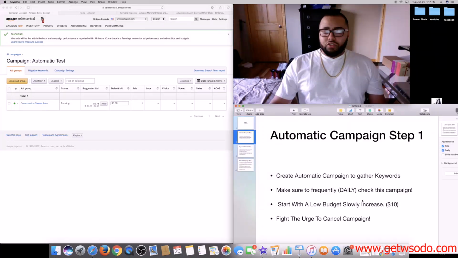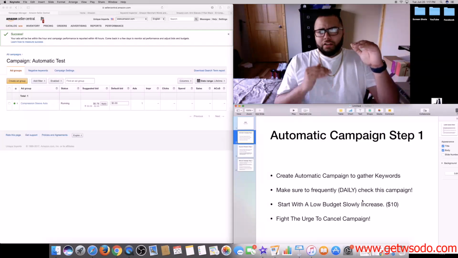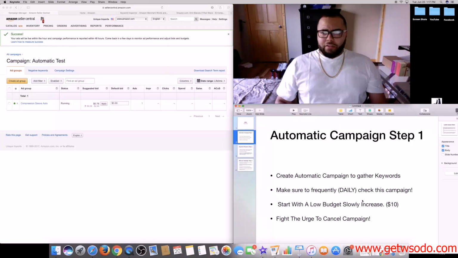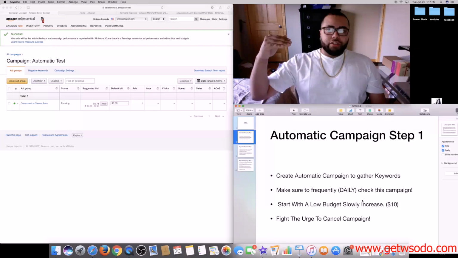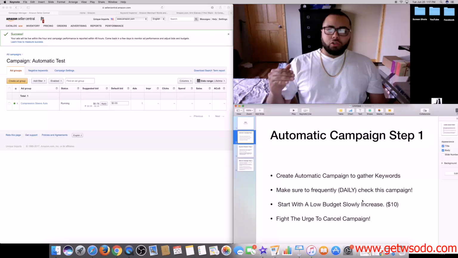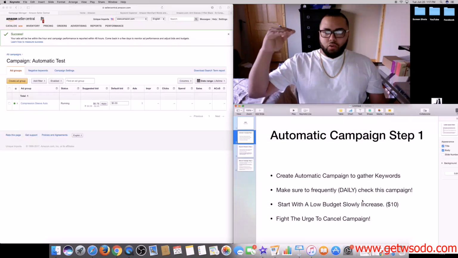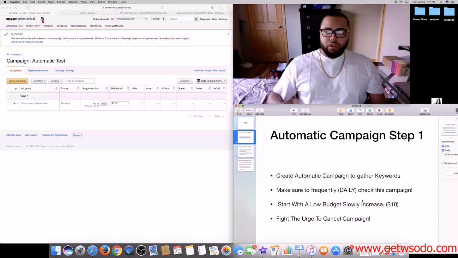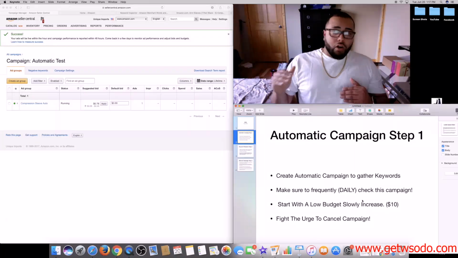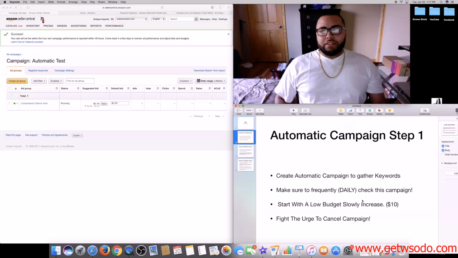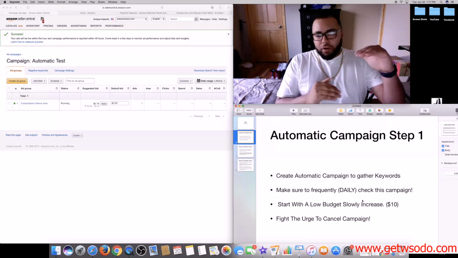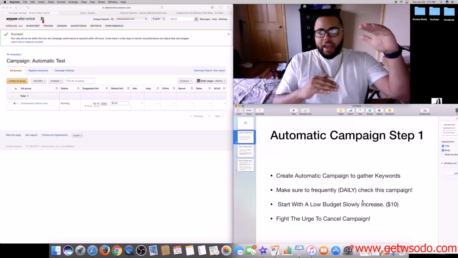If right off the gate you start the automatic campaign and you're able to categorize it and get it running and it is profitable, or your ACOS is below 35%, then slowly increase the budget. $2 a day, from 10 to 12, 12 to 15, 15 to 20, and keep increasing it while running it and maintaining that ACOS. And what's going to happen is you're just going to get more impressions, you're going to get more keywords, and it's profitable.